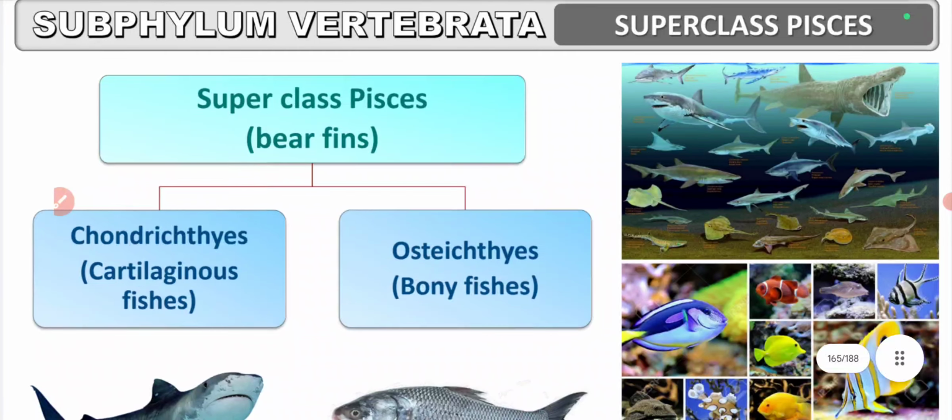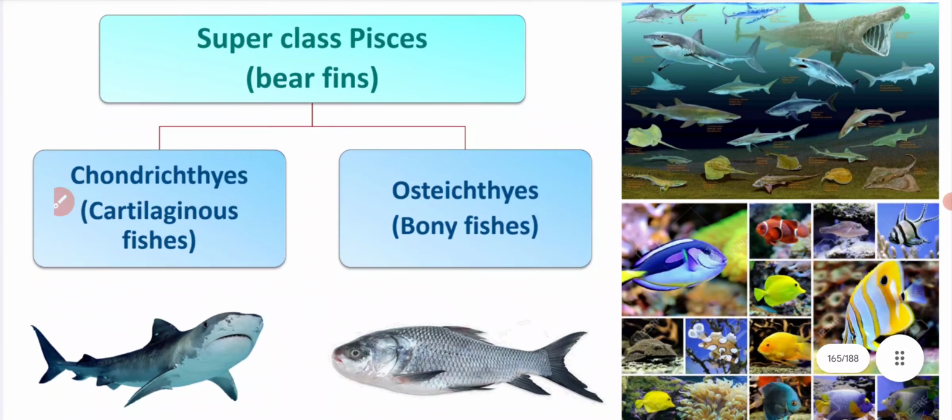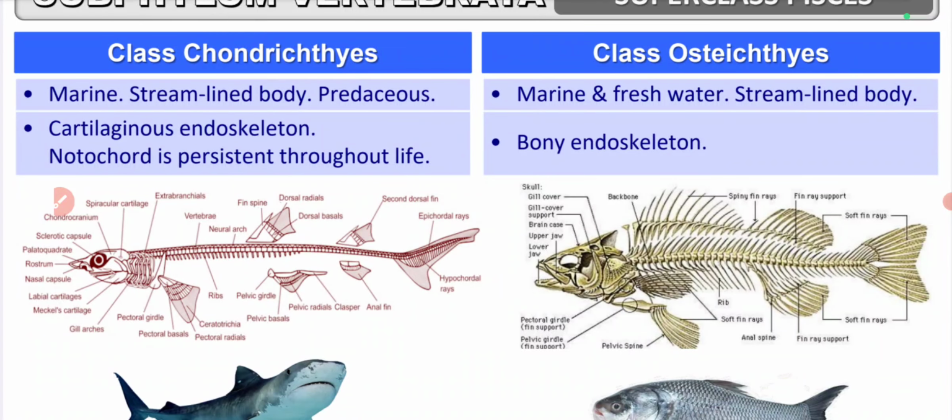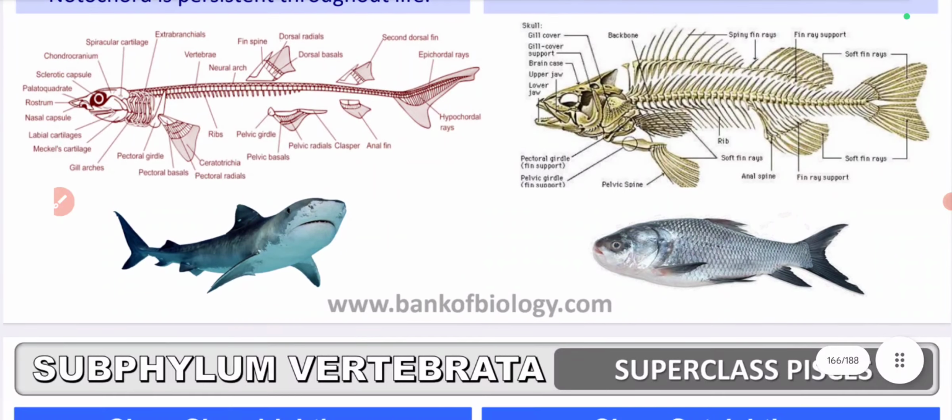Then superclass Pisces, which bear fins: Chondrichthyes, which are cartilaginous fishes, and Osteichthyes, which are bony fishes. Differentiate: Chondrichthyes are marine, with a streamlined body, and predaceous. Osteichthyes are marine and freshwater, with a streamlined body. They are not predaceous. Chondrichthyes have a cartilaginous endoskeleton, and in Osteichthyes a bony endoskeleton is present, as you can see in the diagram.